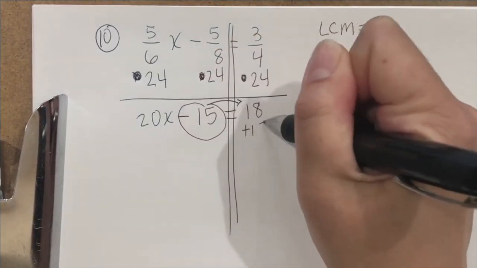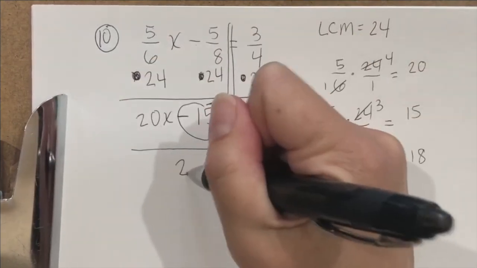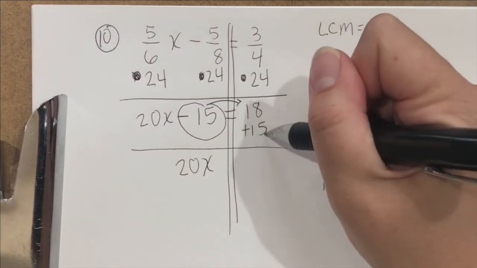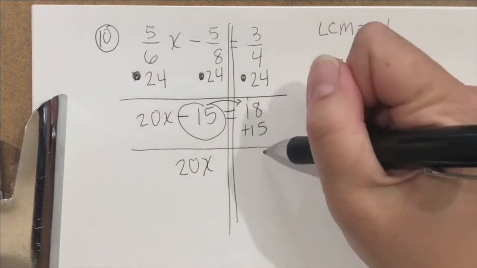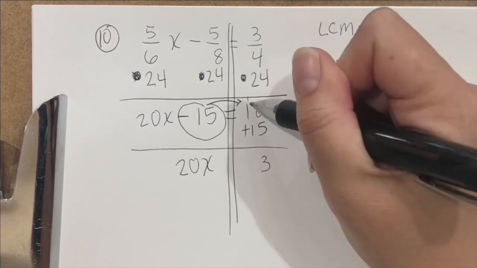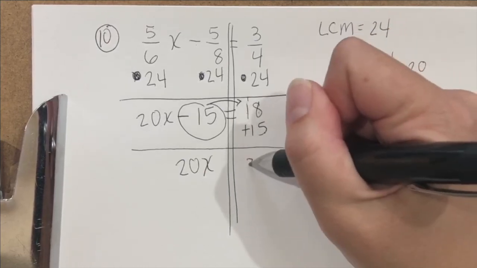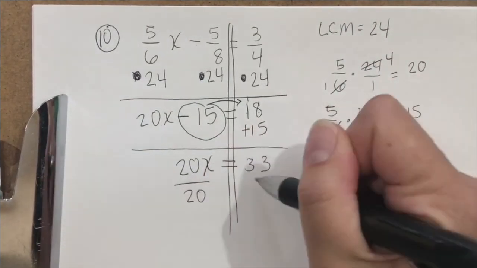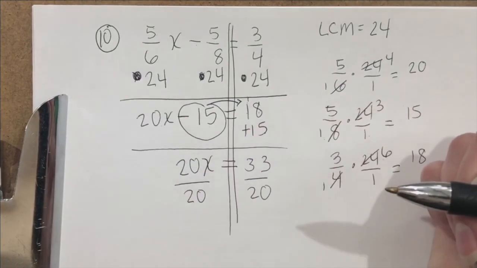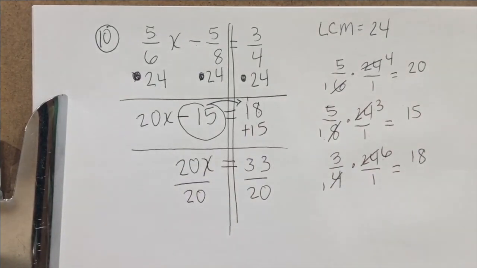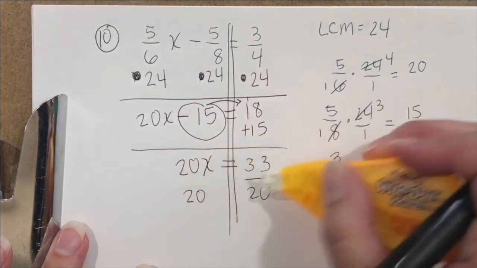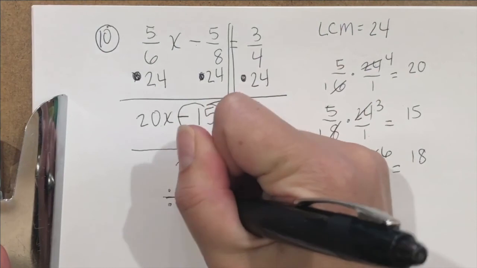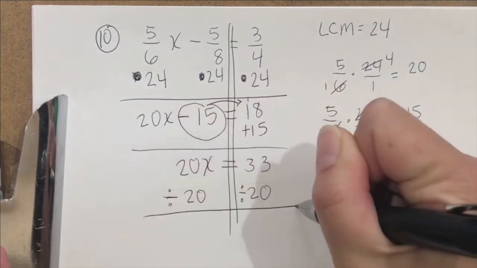Okay, let's go ahead and flip our negative 15 to the other side. And it is plus 15. So then I have 20x equals 18 plus 15. 8 plus 5 is 13. 1, 2, 3. So that's 33. Now I can divide by 20 on both sides. I usually write it for myself as a line like a fraction, but I've been doing it this way. So divided by 20 on both sides.